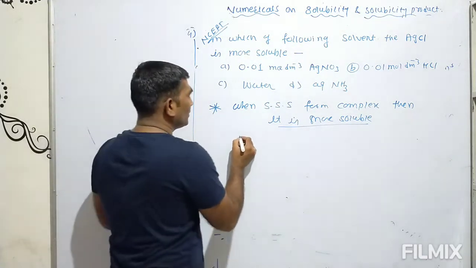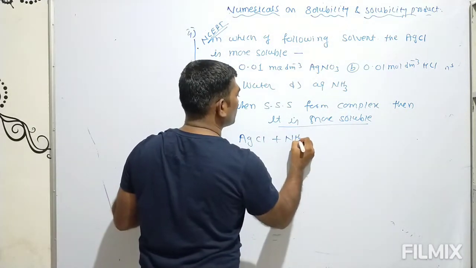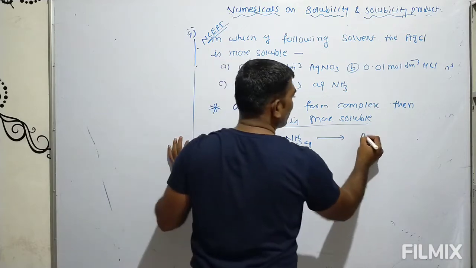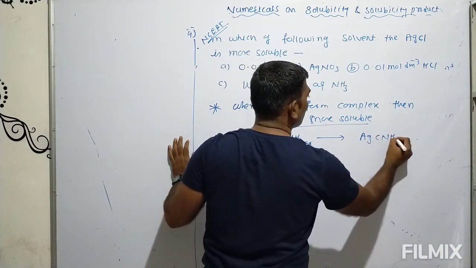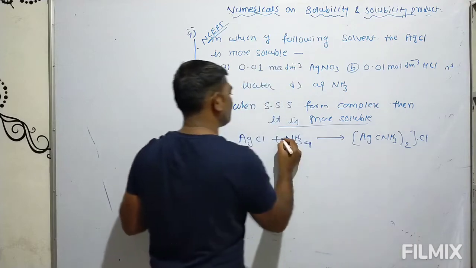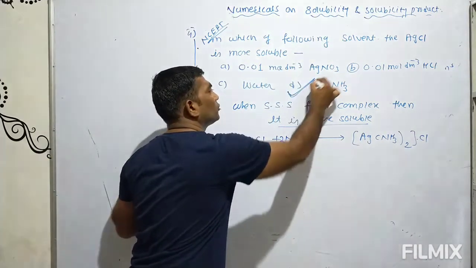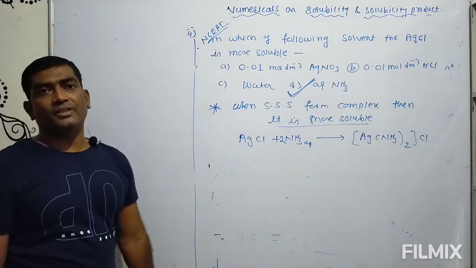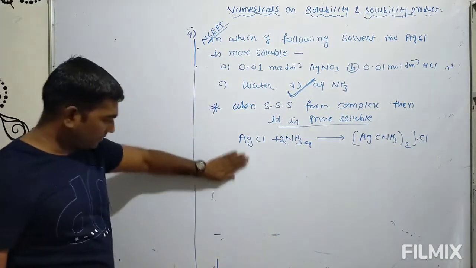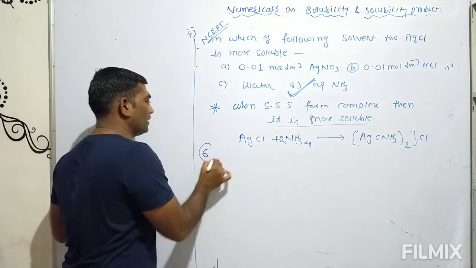So here what happened? When AgCl reacts with aqueous solution of ammonia, there is a formation of Ag(NH3)2+ and this is Cl-. And therefore the answer is that it is more soluble in aqueous NH3. So please note down this. Then I will give you again one numerical, I think numerical number 6.